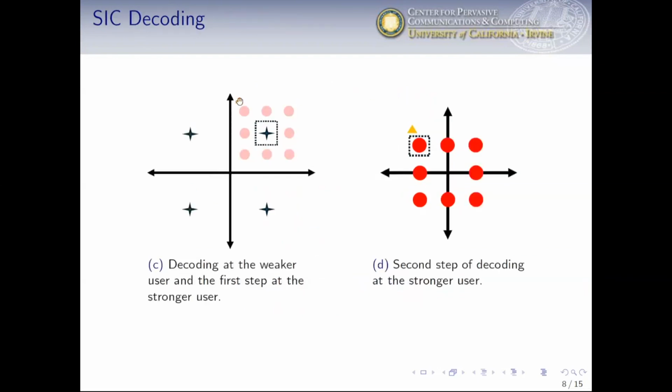At the receiver, when we receive the signal with noise, first we decode the signal of the weaker user, and then we remove that from the received signal. We cancel its interference, and then we can decode the stronger user's signal.